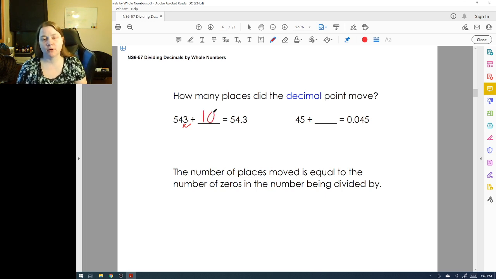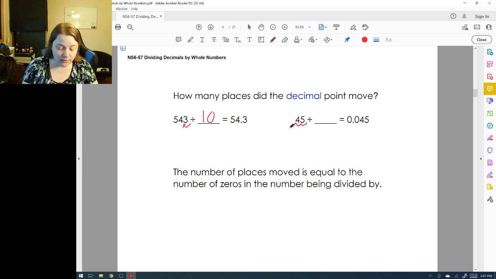What about in 45 divided by something equals 0.045? Well, the decimal starts at the end like a period in a sentence. How many spaces do I need to move that decimal in order to get that number? Well, I need to move it 1, 2, 3 spots to get that number. So that would have been divided by 1, 2, 3. That would be 1,000.